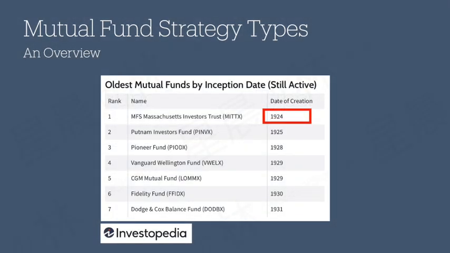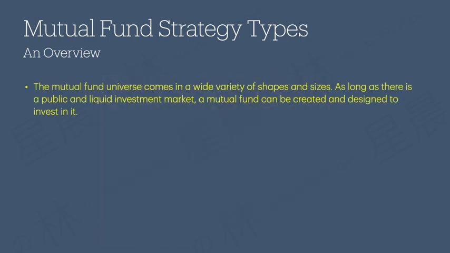Mutual funds as an investment product has existed for a long time, with Investopedia quoting the oldest and still active mutual fund was incepted in 1924. That's a century ago. The mutual funds universe has grown and evolved over time, and today it has a very wide variety of different types of funds and strategies that can cater to most investors' requirements globally. As long as there is a public and liquid investment market, fund providers will not hesitate to create a fund for that market in order to attract investors and gain market share.